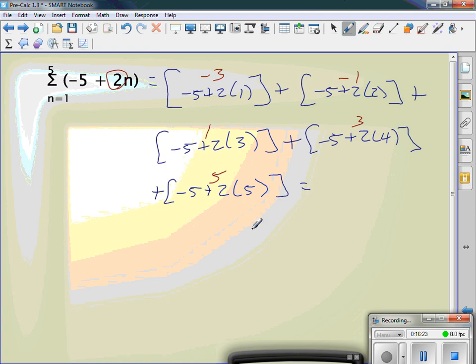Now all I do is add them up. -3, -1, 1, 3, and 5. What's happening here? These cancel out. I'm left with, my answer is 5. This doesn't always happen. It is just for this example where those canceled out. You might have different numbers. The sum of the first 5 terms of the function -5 plus 2n is 5.